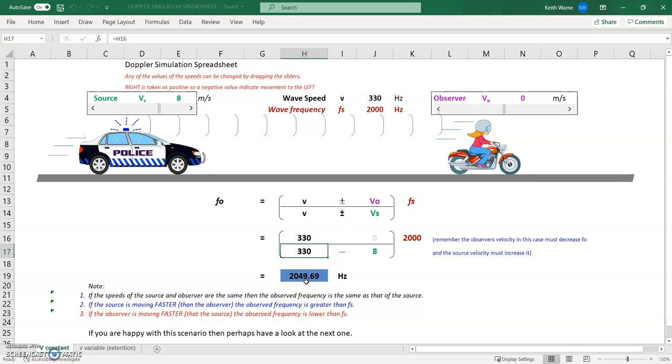Now what I did just to mess about is I made the box go blue if the frequency is increased, so it's kind of a blue shift. If you're not sure what that means, go and have a look at the applications video.